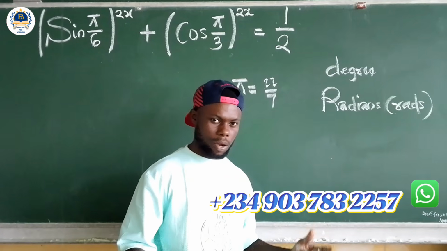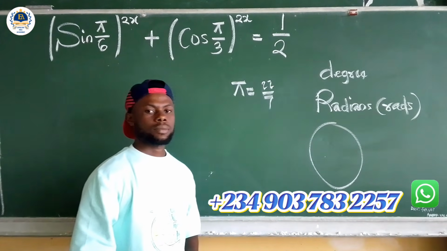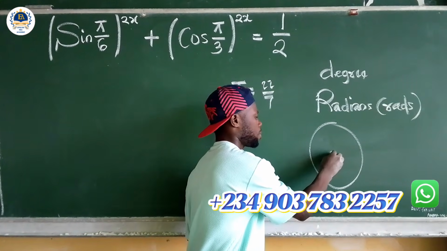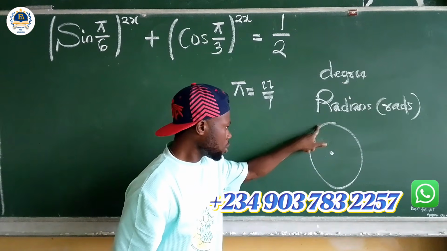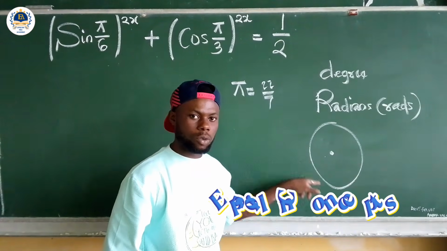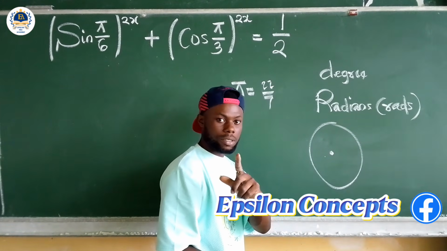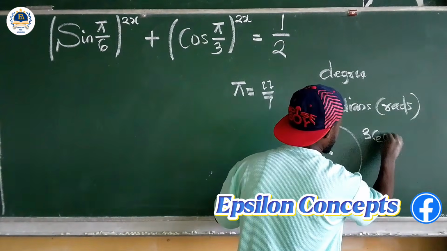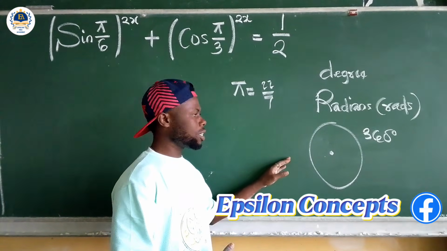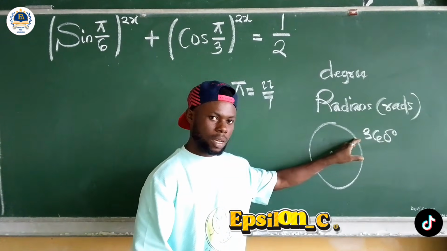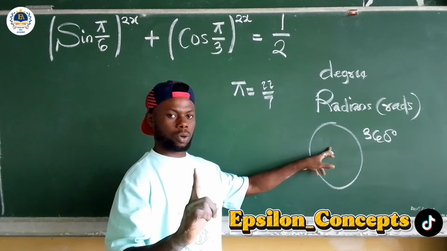Now let's consider a circle, for instance. If we have the circle with center, it is apparent that one complete circle or one revolution will give you 360 degrees, you are right. If we are measuring these angles in degrees, it is 360 degrees as one complete revolution or circle.